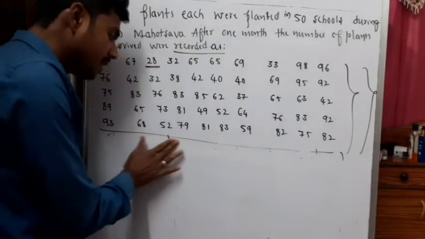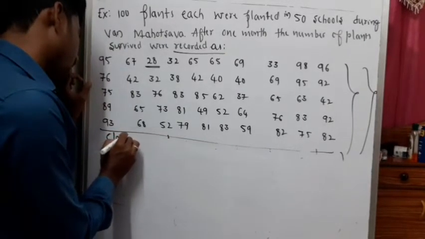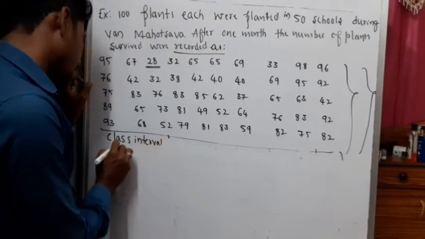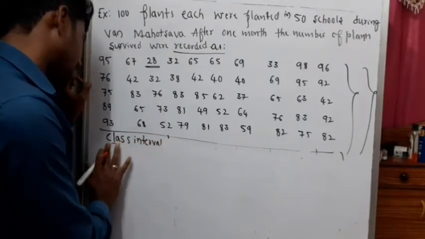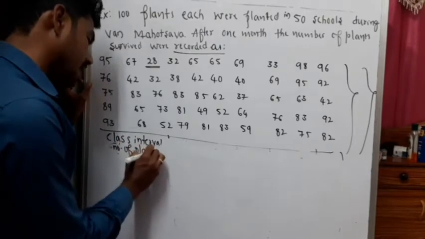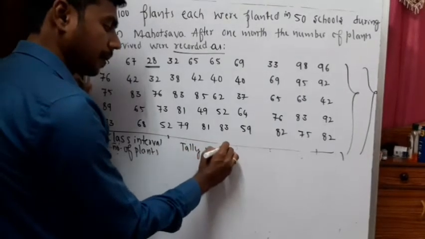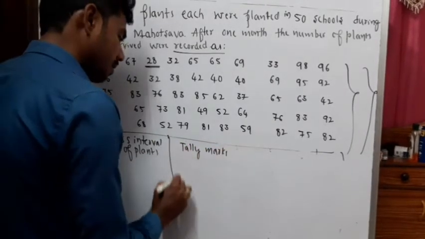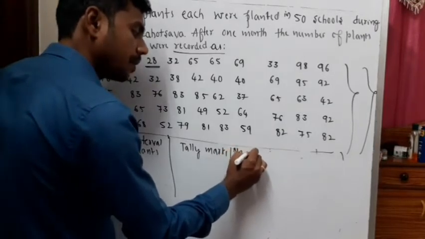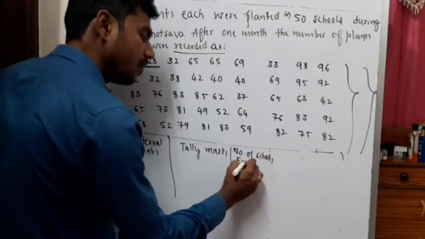So how to arrange it, I'll show you. The class interval is the first thing we need to write. Class interval is nothing but the number of plants survived, then tally marks, then the number of schools, or else we call it frequency.